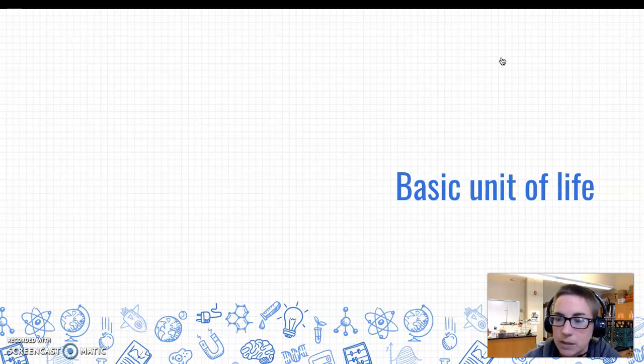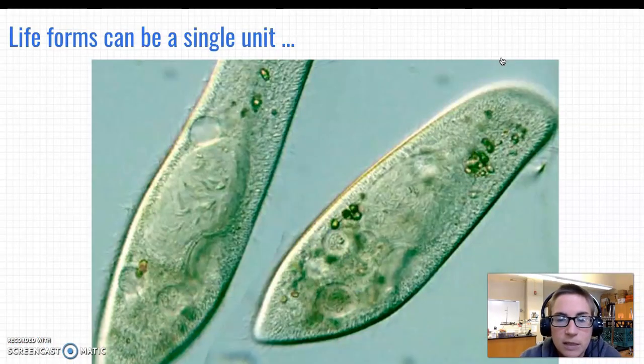Let's talk about the basic unit of life. So life forms can be a single unit. There's 2 of them. It's showing a unicellular freshwater organism called a paramecium. These are kind of slipper shaped. If you can see the kind of blurriness around their edges, it's because they have these little hair-like structures called cilia that actually beat, kind of like a crew team, and propel the paramecium forward. It has some different organelles that we'll talk about, but for now you need to know that this is an example of a unicellular organism.